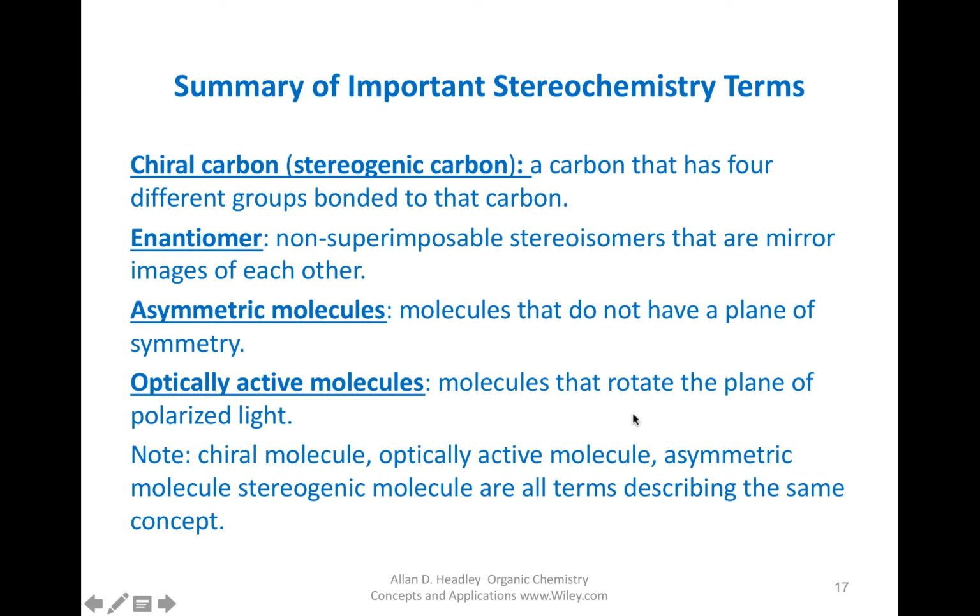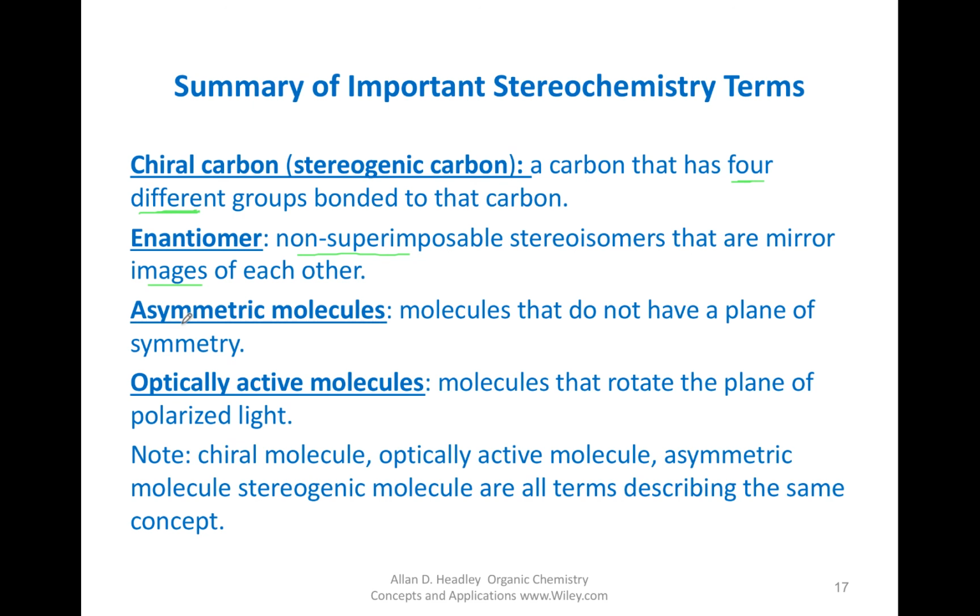Okay, just some terms before we conclude or go on. A chiral carbon, same as stereogenic carbon, is a carbon that has 4 different, keyword here is different, groups on a carbon. Enantiomers are non-superimposable stereoisomers. They're also mirror images of each other.